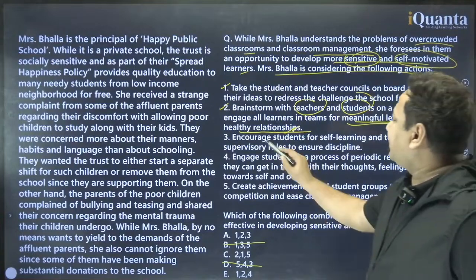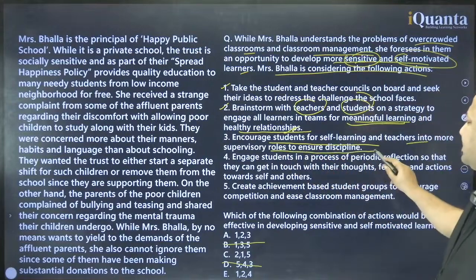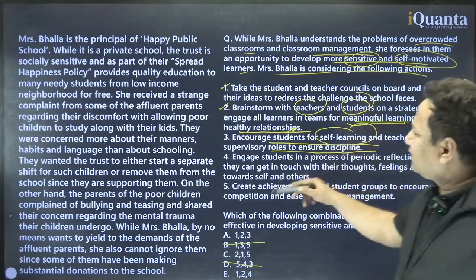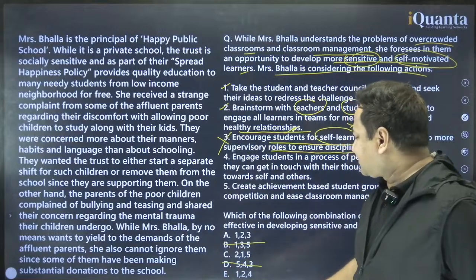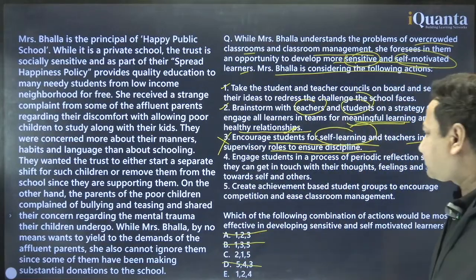3 says encourage students for self-learning and teachers into more supervisory roles to ensure discipline. Self-learning student कर ही लेते हैं अगर तो स्कूल की जरूरत क्या होती? Third is of course wrong. So A is eliminated, isn't it?